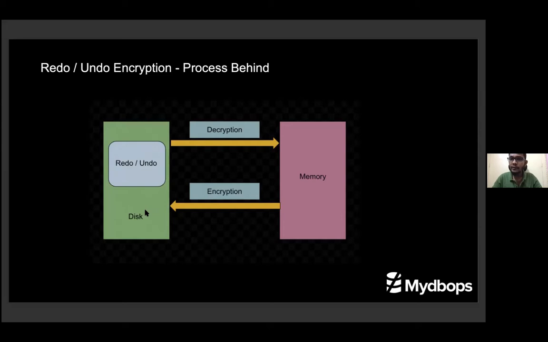In case we want to disable the redo and undo encryption, we can disable it. Whatever data is already encrypted in the redo and undo will not be flushed. The new data coming from the memory will be in the unencrypted format, and the old data will be in the encrypted format. After that only, it will flush.